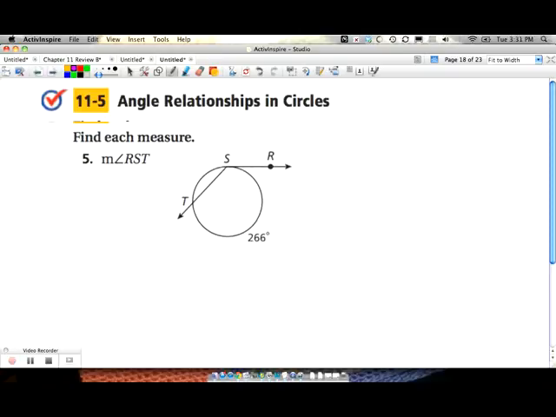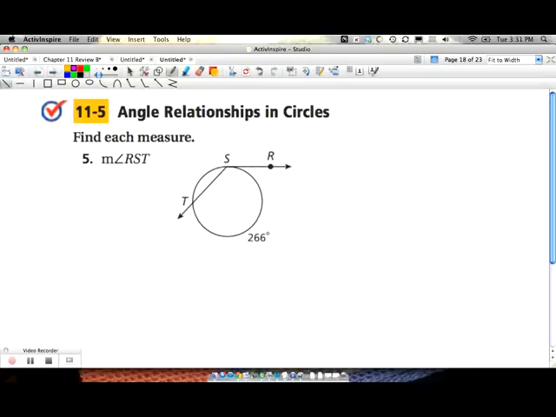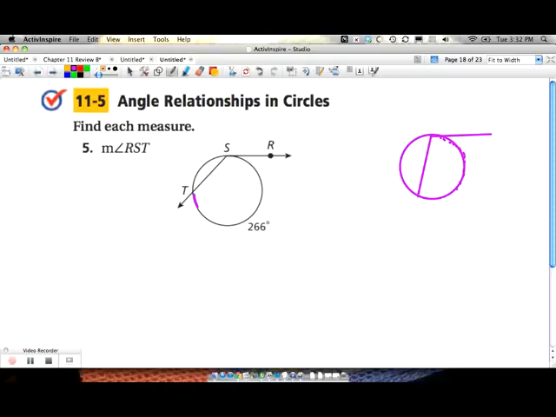Now for this next one, they give us a picture here. Arc MN is 102. Notice that if this arc is 102, the part that I'm making a dotted line with is going to complete the circle. So this other part would be 360 minus 102, which is 258.